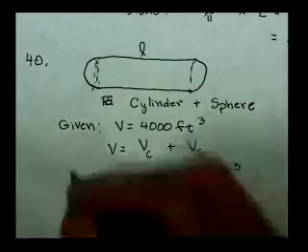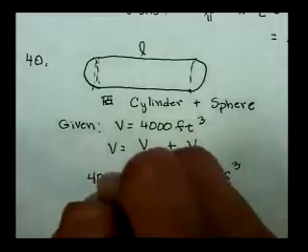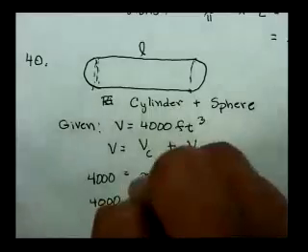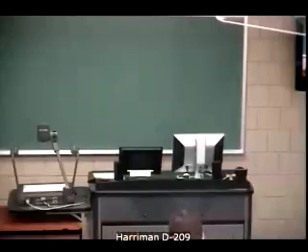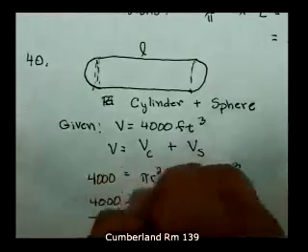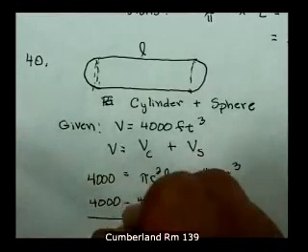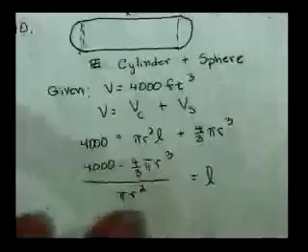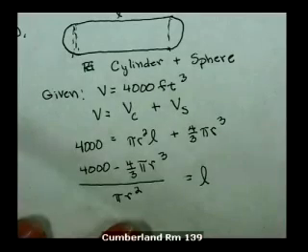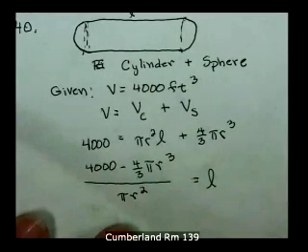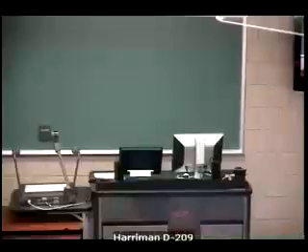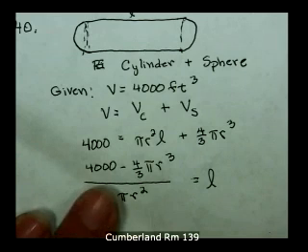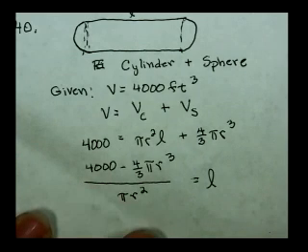So to solve for L, I'd have to subtract 4/3 pi r cubed and then divide by pi r squared. That's pretty ugly. What can I do to make it less ugly? Factor out an r?